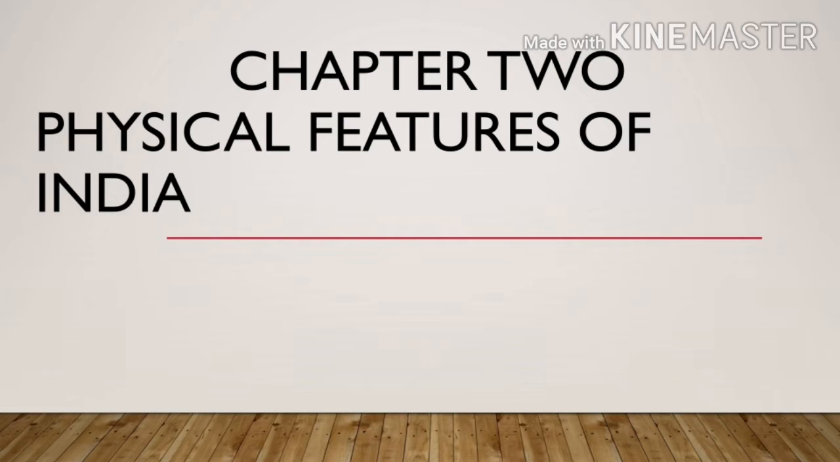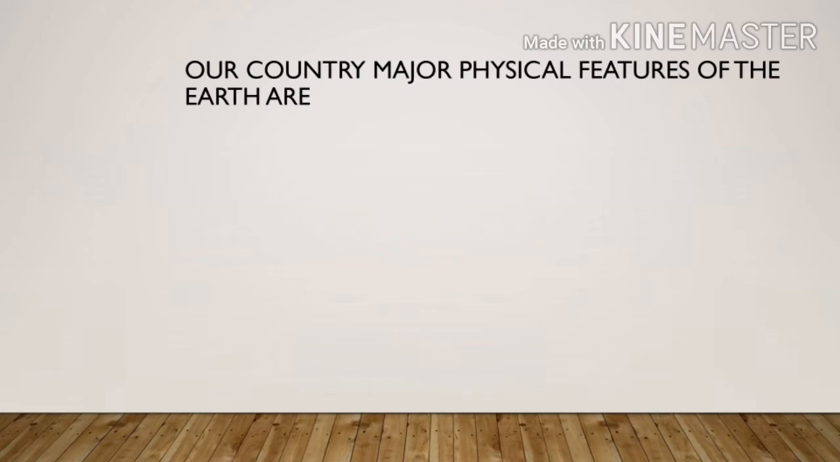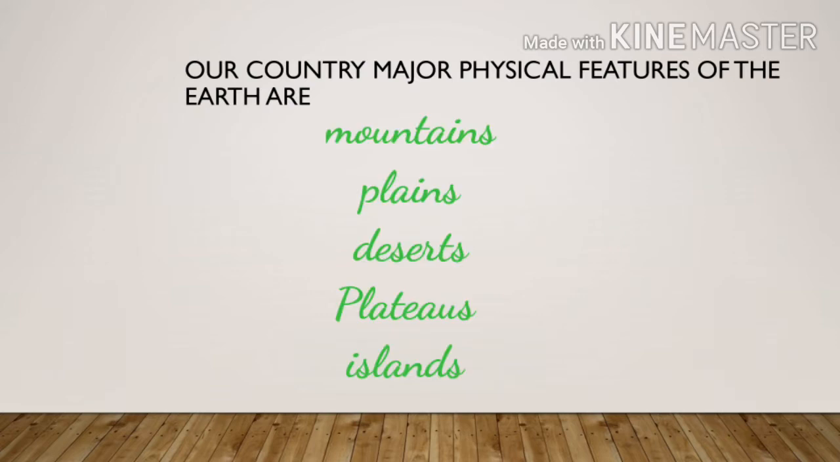Let us understand some geographical words useful in this chapter. Our country's major physical features of the earth are mountains, plains, deserts, plateaus, islands. Mountains are the hilly areas raised above the plainlands. Plainlands are the plain areas. Deserts are where we see sand on earth.